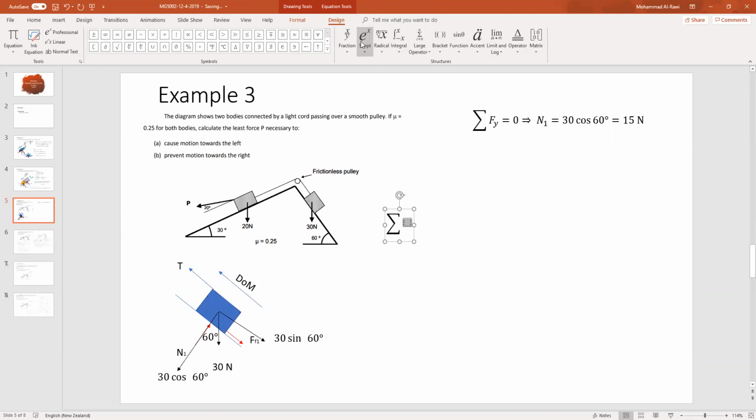Now we do the x, summation of Fx equals 0. And this one equals, let's see what we have. The first thing is 30 sine 60 degrees. It's going in that way. Plus we have the friction force, so we call it friction F1. And against that, we have minus T, which is the tension resulting from it. That's everything we have in that direction, equals 0.